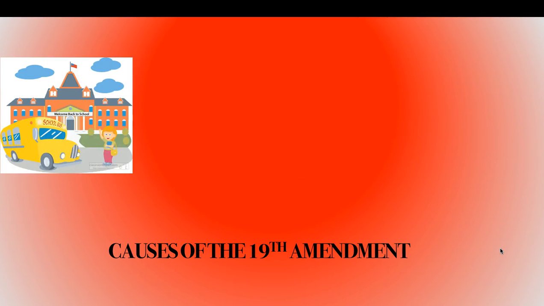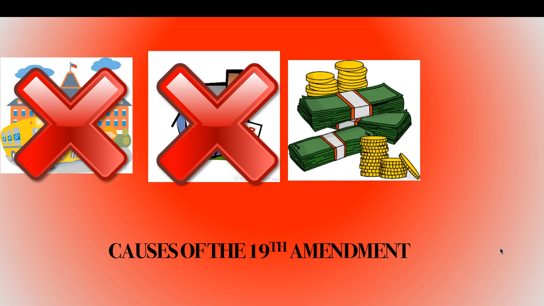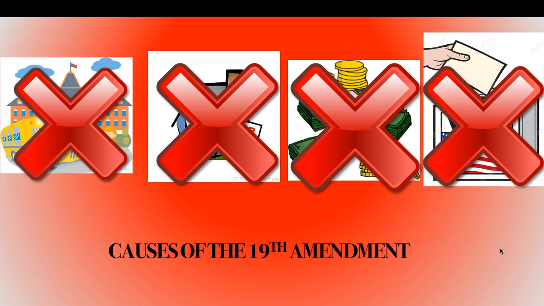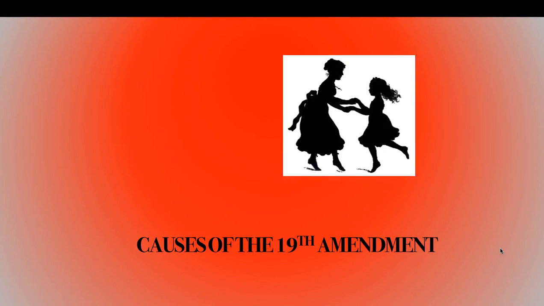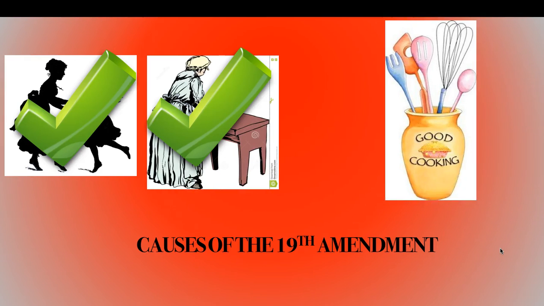During America's early history, women did not have the basic rights of a citizen that white men did. Married women could not go to school, they could not own property, they could not claim money even if they earned it, and they could not vote. During this time, women were expected to be mothers and housewives, taking care of the home, only cooking and only cleaning.